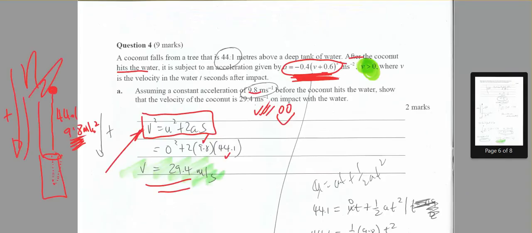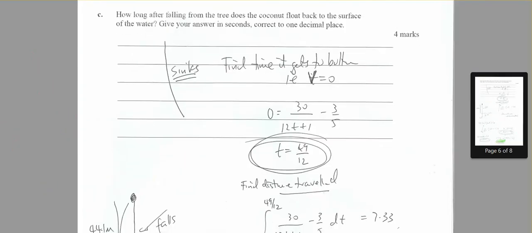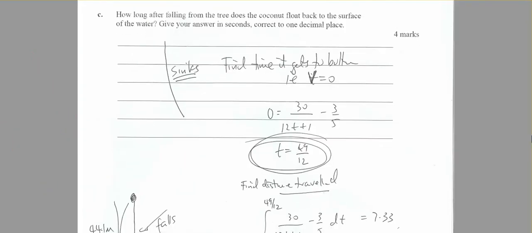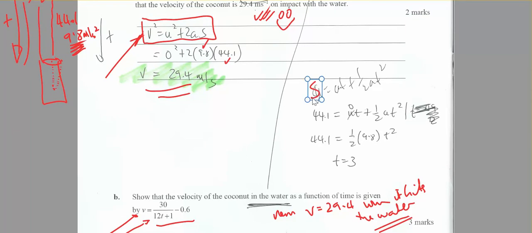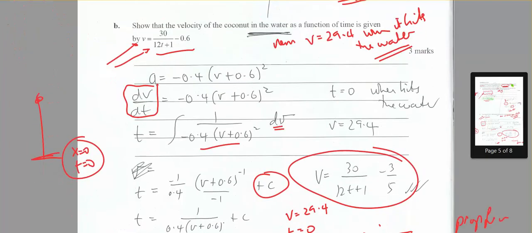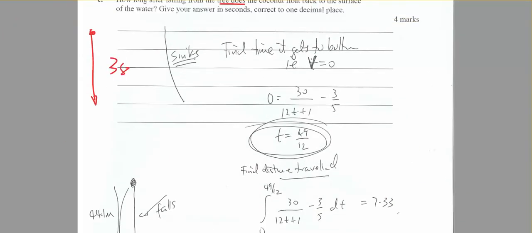Then the next part of the question says, if I can find it, how long after falling from the tree does the coconut float back to the surface of the water? So I've got 3 bits of time. I've got when the coconut falls from the tree, and I've gone back up over here and I've said, okay, I'm going to use S equals UT plus a half AT squared, because I want to find out the time. S is 44.1, A is 9.8, I can solve for T, and T is 3. So I know that the first part is 3 seconds.